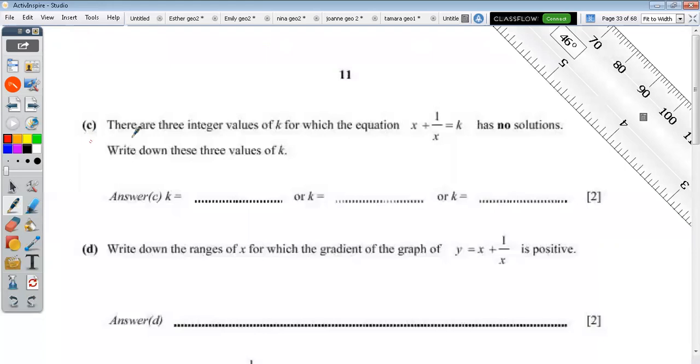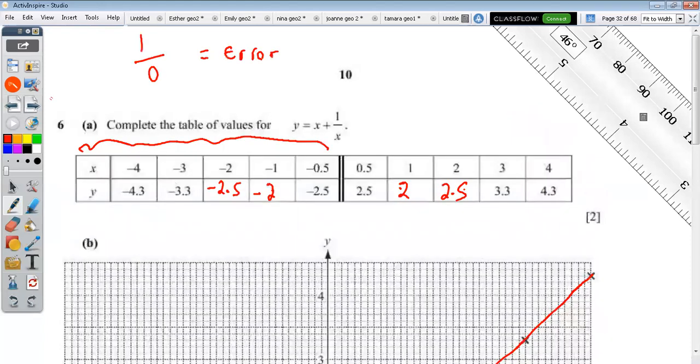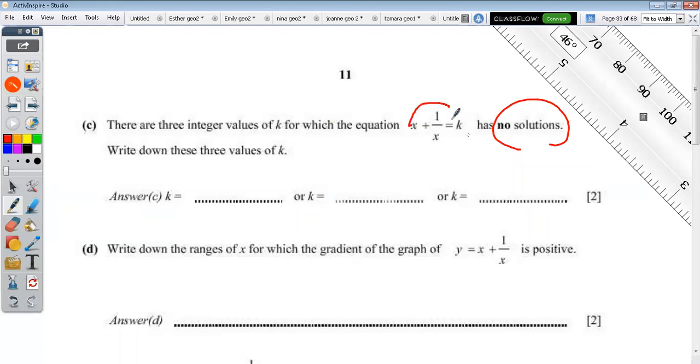Now, there are 3 integer values for which the equation x + 1/x = k has no what? No solutions. Write down these values. So look at this. The graph, this is our graph here we have drawn. y is equal to k has no solutions. It doesn't touch the graph.